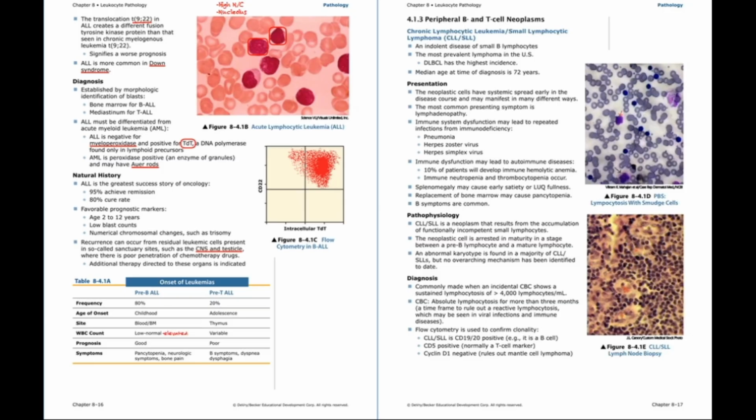It has a generally good prognosis, and the symptoms tend to be myeloid, by which we mean pancytopenia. Neurologic symptoms and bone symptoms also occur. That's very different than our T-cell ALLs, which occur in adolescence, occur in the thymus, have a much worse prognosis, and have different symptoms because they're in the thymus. So they're either going to have mass effect in the mediastinum or B symptoms: fever, weight loss, night sweats.